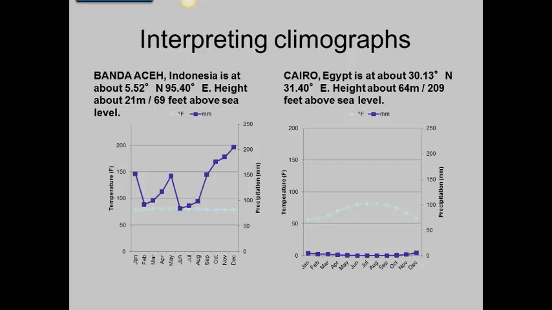As you get further away from the equator, you see bigger temperature swings. And because Egypt, this particular location, is located in one of those high pressure areas where we have dry air masses descending, we see very, very little precipitation throughout the year. You guys should be able to examine climographs and interpret the data that you see, just as we just did.